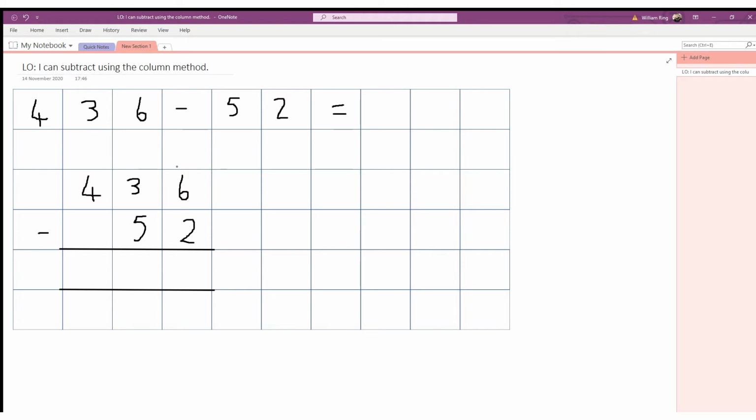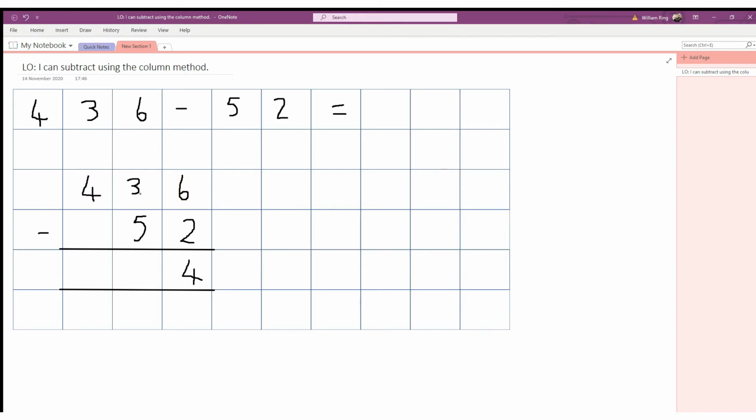I've already put it into the columns, making sure that the hundreds, tens and ones are in the correct column to ensure I don't make a mistake. First, I'm going to do 6 ones, take away 2 ones, which would be 4 ones. That was a bit of a weird 4, but I'm trying my best.